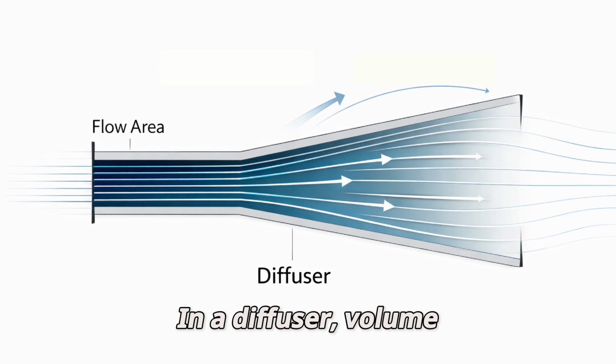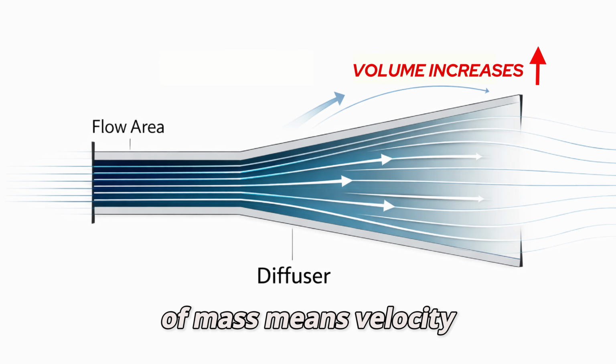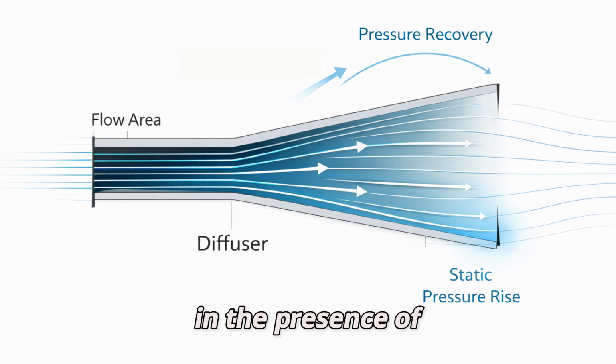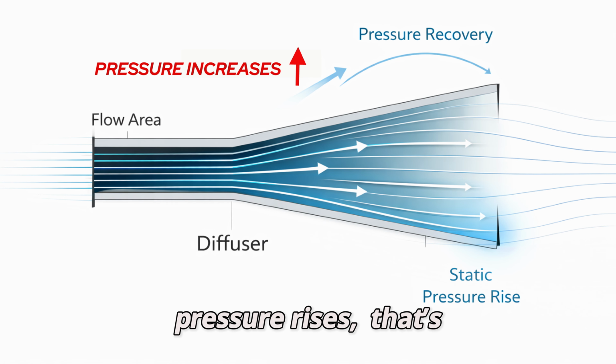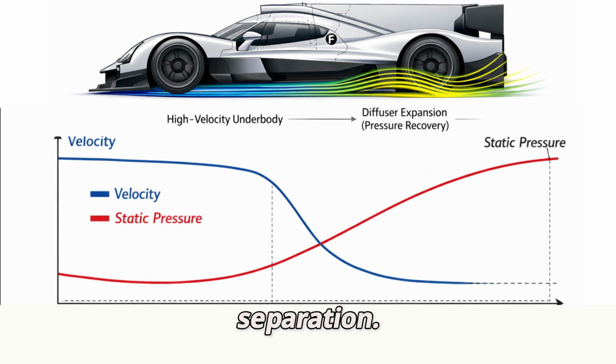In a diffuser, volume increases downstream, which by conservation of mass means velocity must decrease. When velocity decreases in the presence of surrounding flow, static pressure rises. That's pressure recovery. It's the careful control of this transition that makes the underbody more efficient, and it lets the low-pressure field under the car expand without generating huge drag or separation.